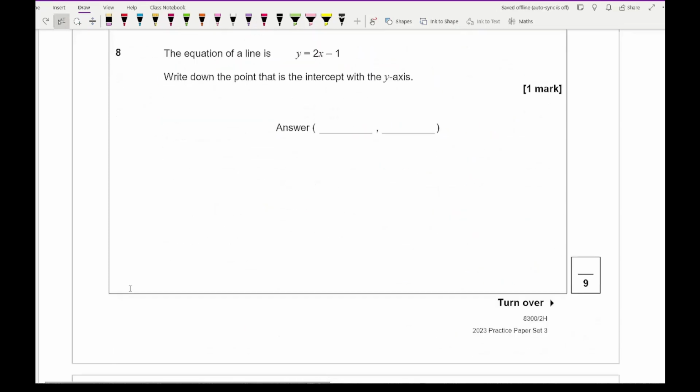Moving on to question 8, it says the equation of a line is y equals 2x minus 1. Write down the point that is the intercept of the y-axis. So basically it's going to be minus 1, so it's going to be 0, minus 1.